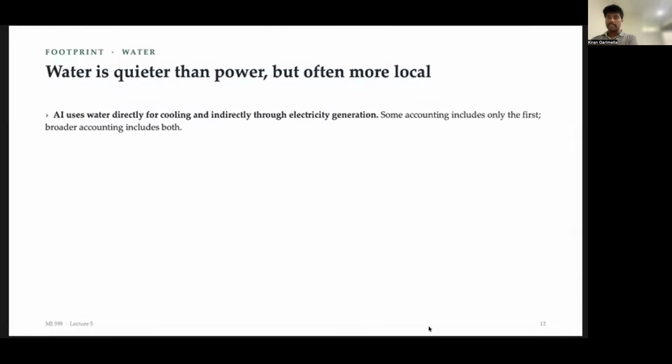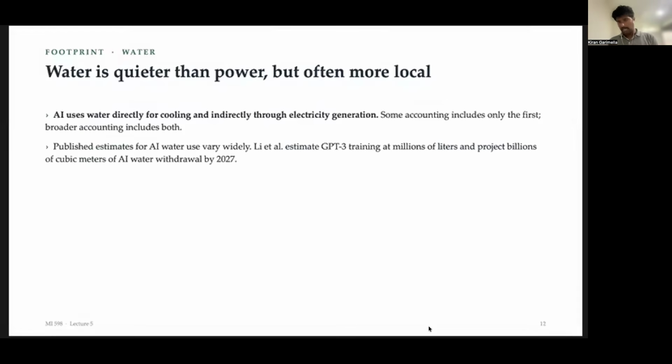But if you also take into account the electricity generation process that is used for AI, then it might be even harder. And again, the published estimates for water usage, this is the study from the CMU people on use of water for GPT-3, is millions of liters, and it projects billions of cubic meters of AI water withdrawn by 2027. Again, this is contested. Firstly, the amount of water used, but also it's not put in context. If I tell you AI uses hundreds of millions of liters of water, sure, that sounds like a really large amount. And if I'm an AI doomer, I would say that's a waste of water. But there's a case to be made there.